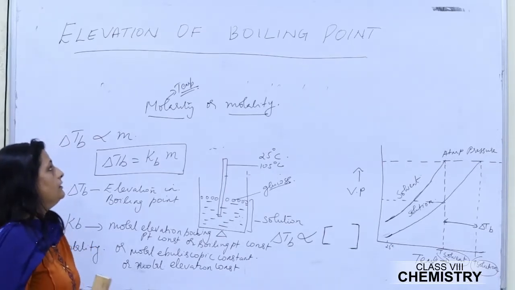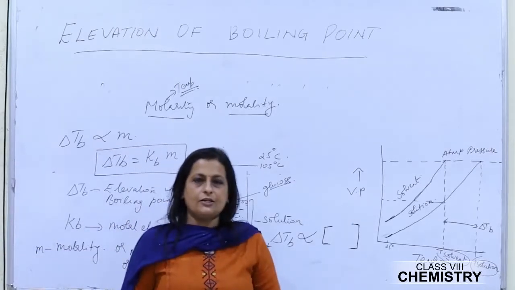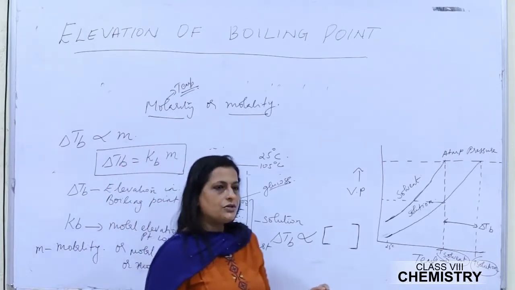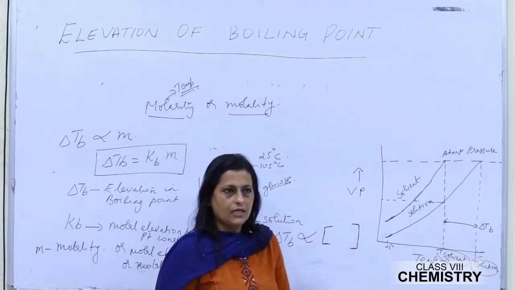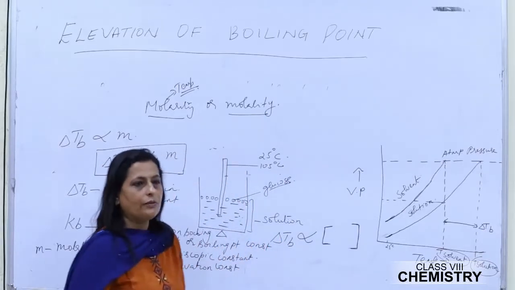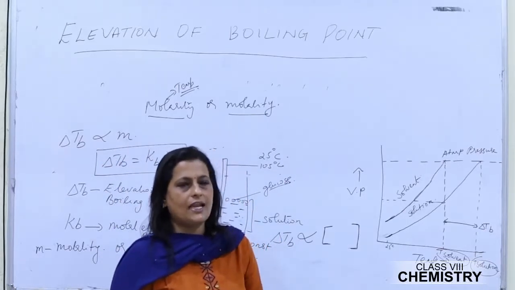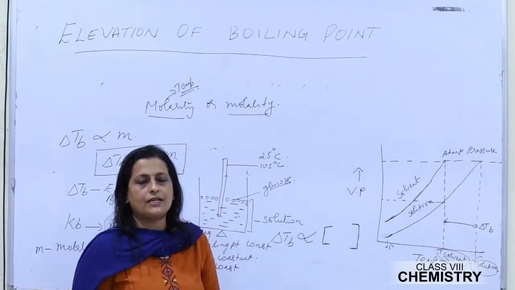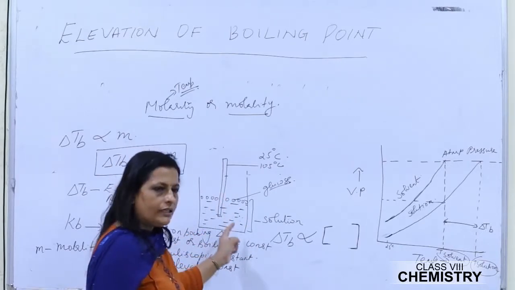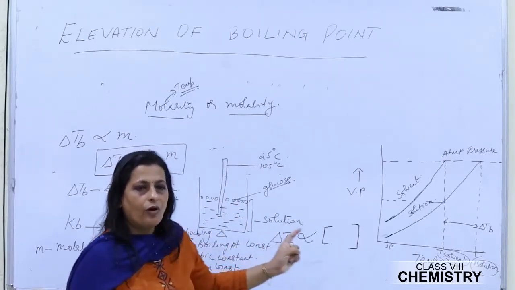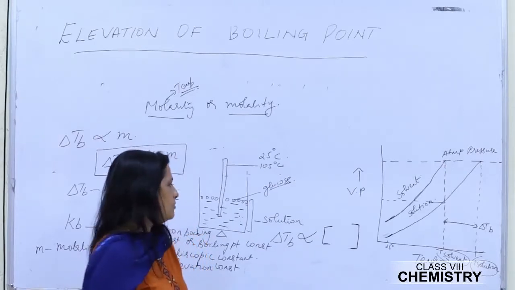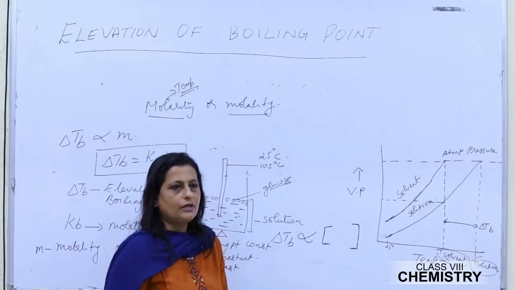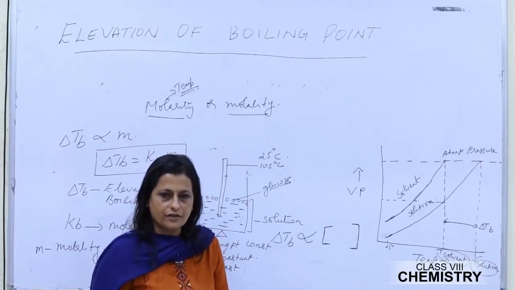So is it clear? So when you are adding a non-volatile solute to a solvent, the boiling point of the solution becomes higher than the boiling point of the solvent. So that difference in boiling point of solution and solvent is known as elevation in boiling point. And since this variation in boiling point is coming due to the addition of non-volatile solute, it is depending upon the amount of solute which we are adding. So elevation in boiling point is known as a colligative property. So it's directly proportional to the concentration of the solution.